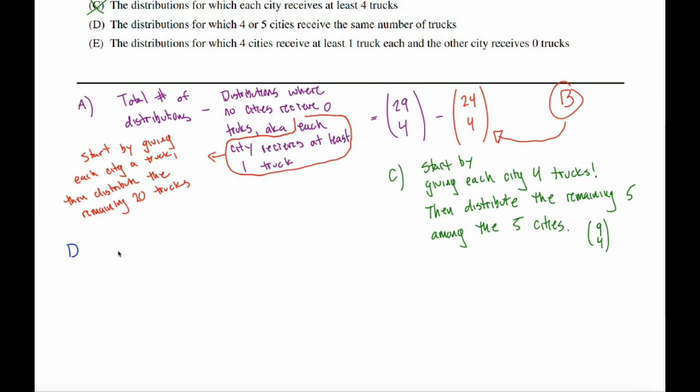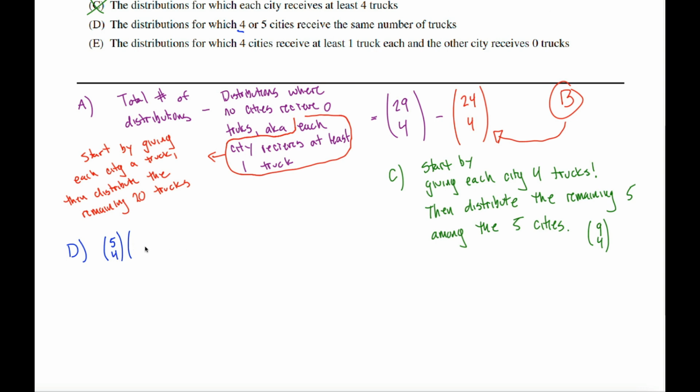The way I thought about this is, let's first consider exactly 4 of the cities receiving the same number of trucks. I got 5 cities. I got to choose 4 of them to be the 4 cities that are getting the same number of trucks. How many trucks do those cities get? Well, there's 25 trucks total. So these 4 cities could get 0, 1, 2, 3, 4, 5, or 6 trucks. Because 6 times 4 is 24, and I only have 25 total trucks.